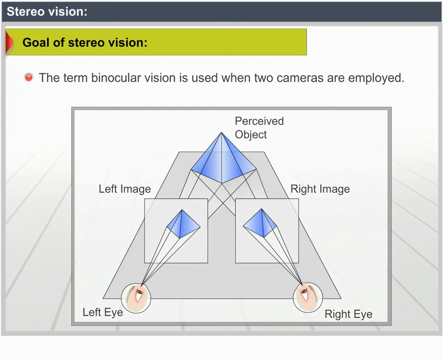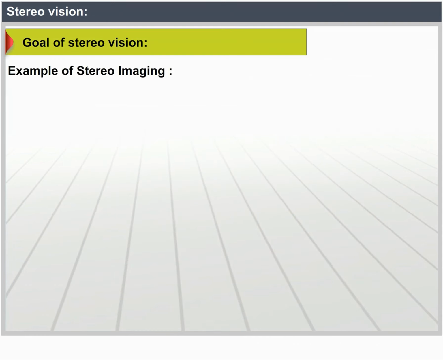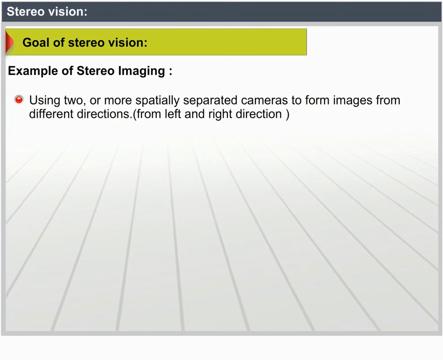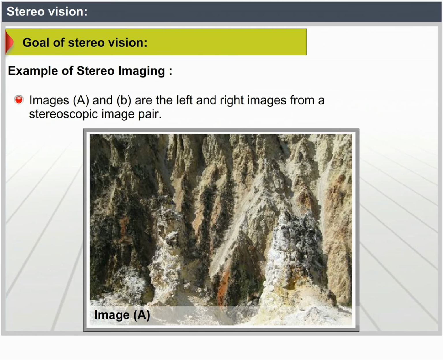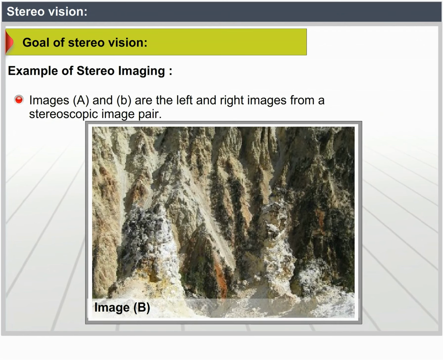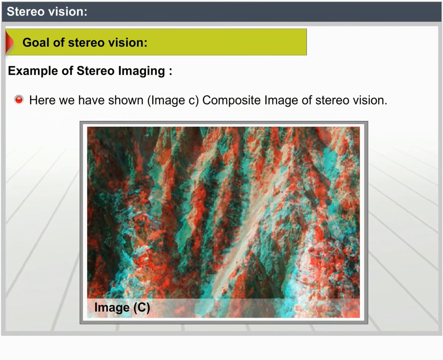Example of stereo imaging. Using 2 or more spatially separated cameras to form images from different directions, from left and right directions. The depth information is then extracted from the differences. Images A and B are left and right images from a stereoscopic image pair. Here we have shown image C, the composite image of stereo vision.